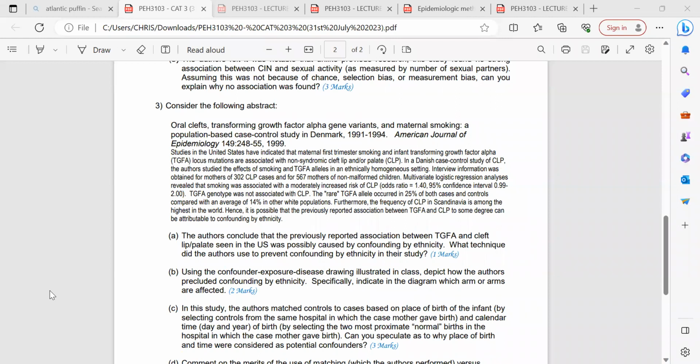The rare TGFA allele occurred in 25% of both cases and controls, compared with an average of 14% in other white populations. Furthermore, the frequency of CLP in Scandinavia is among the highest in the world. Hence, it is possible that the previously reported association between TGFA and CLP can to some degree be attributable to confounding by ethnicity.